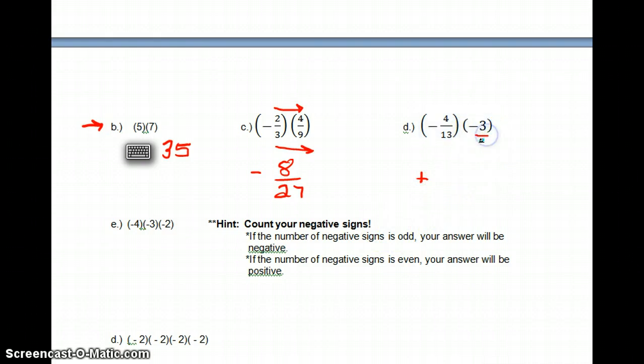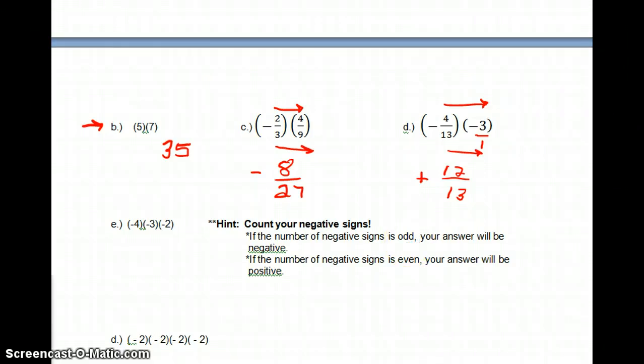And then letter D, we have a negative times a negative, which will yield a positive answer. We're going to make our 3 a 3/1. Check for cross-canceling. There is none that can be done. So now you're going to straight multiply. 4 times 3 is 12. 13 times 1 is 13, so we have 12/13. Check to see if anything will reduce. Nothing will in this particular example. So we can move on.